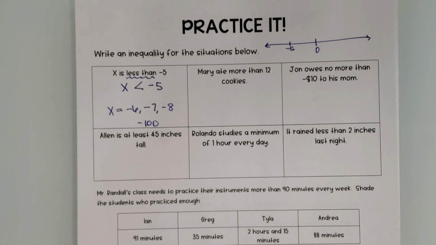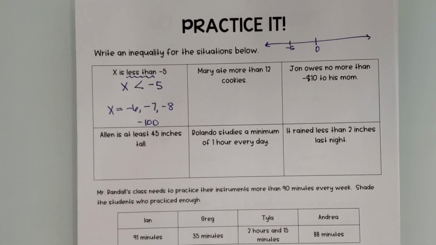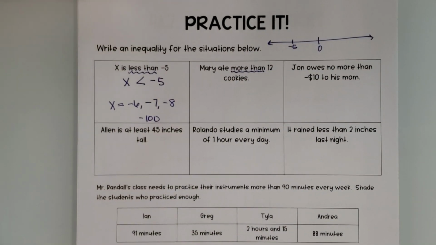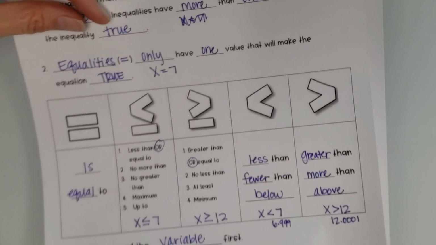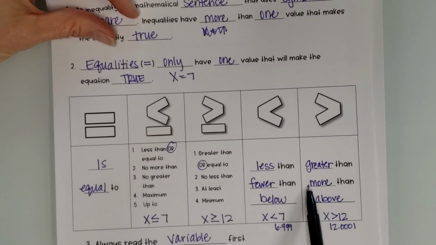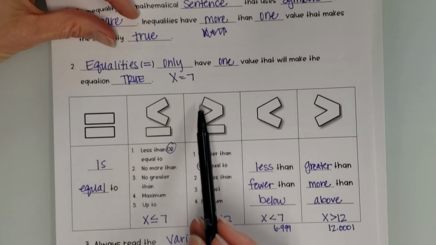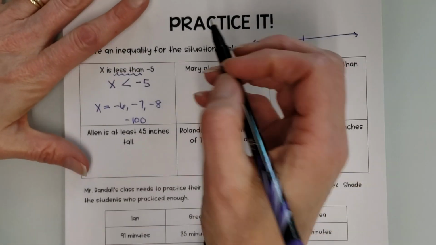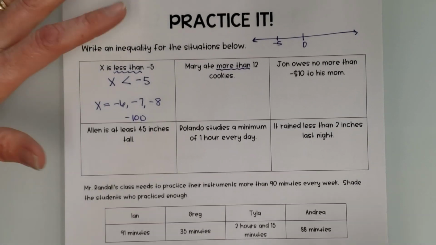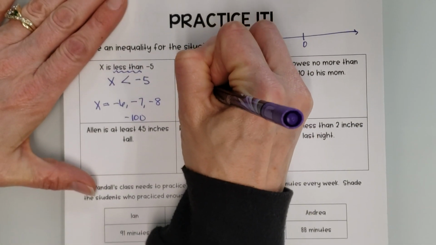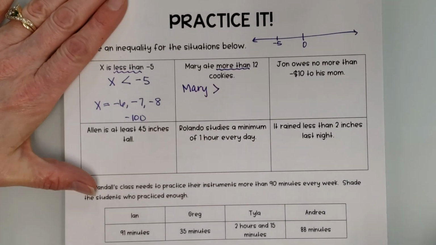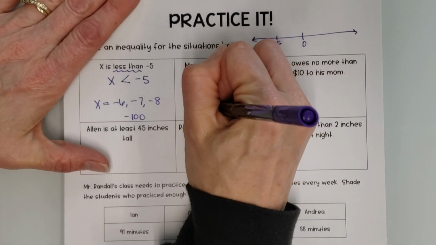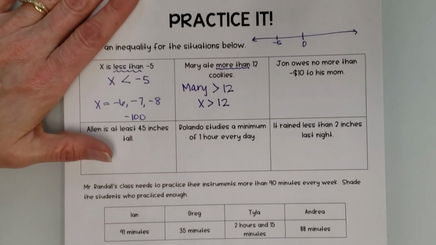The next one says Mary ate more than, so that's our key word right there, more than 12 cookies. If you look at this paper right here, you can see that more than is right here. It's not the greater than or equal to, but just the greater than. We're just going to give some variable for Mary. You could even write it out: Mary ate more than 12 cookies. Now you could make that a variable, make it x or m or whatever. So that would look like that.